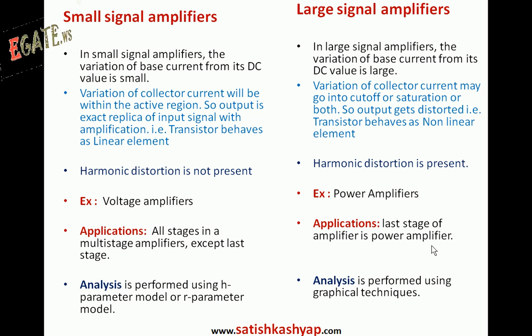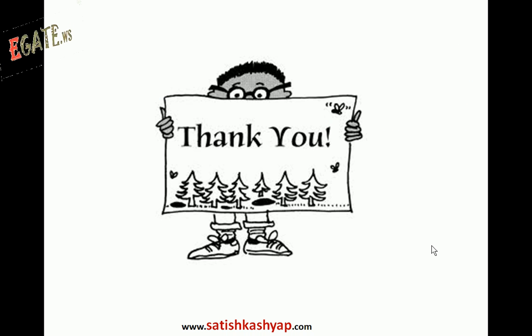Examples of large signal amplifiers are power amplifiers. The application is that the last stage of multi-stage amplifiers is always a power amplifier, and analysis is done using the graphical technique, that is, calculating the maximum power efficiency, how much the total harmonic distortion is, what the AC power output will be; all those things can be calculated using the graphical technique. These are the basic differences between small signal amplifiers and large signal amplifiers. Thank you.